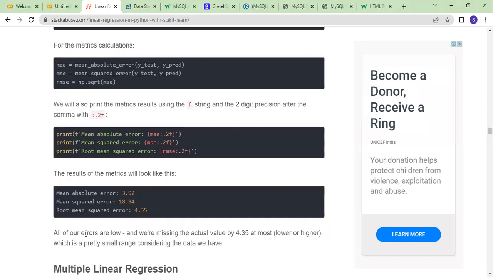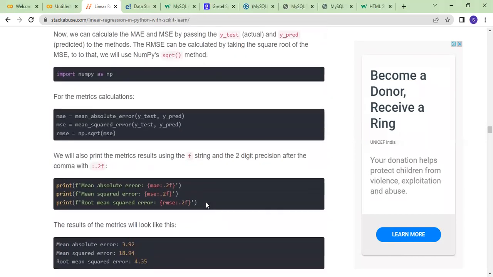So all of our errors are low, and we are missing the actual value by 4.35 at most, lower or higher, which is a pretty small range considering the data we have. This is also a minimized error. So from these two, we can calculate whether my model is accurate or not. The error is 3.92, approximately 4, and this is 4.35. So my model is near to our actual value.